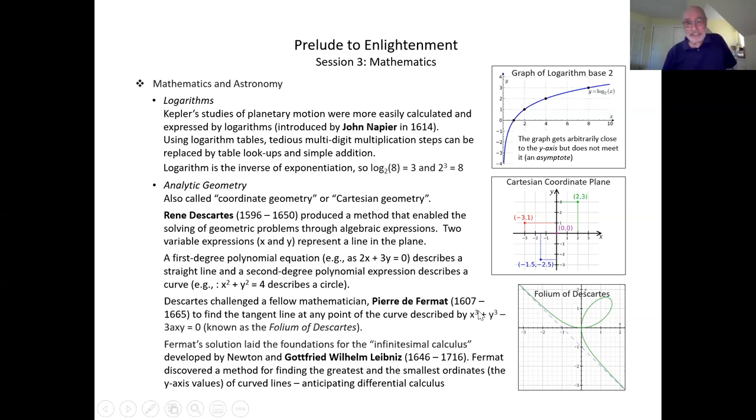Descartes challenged a fellow mathematician, Fermat, the famous author of Fermat's theorem, to find a tangent line at any point of the curve described by the formula x to the third power plus y to the third power minus 3axy equals 0. This is known as the folium of Descartes, and Fermat actually is able to do it, pushing analytic geometry way into the future. His solution, in fact, laid the foundation for what would develop as calculus in a later generation.